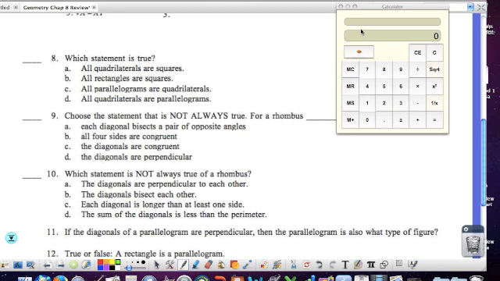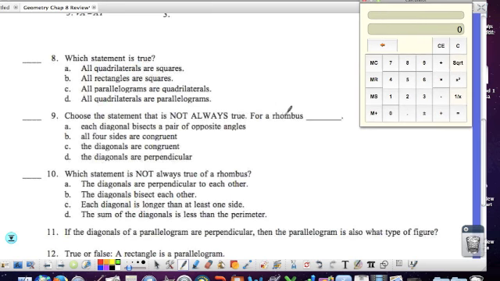For a rhombus, each diagonal bisects a pair of opposite angles. That's true. All 4 sides are congruent. That's true. The diagonals are congruent.